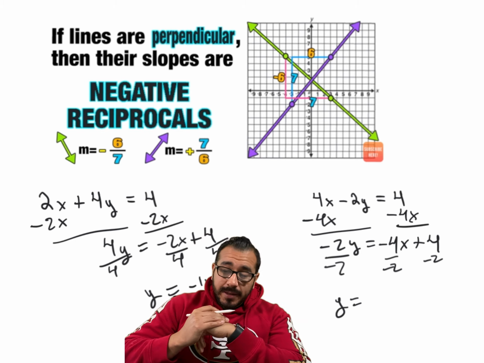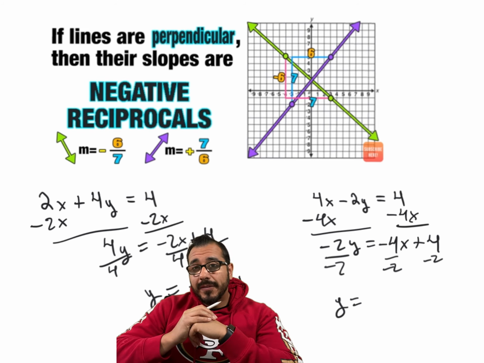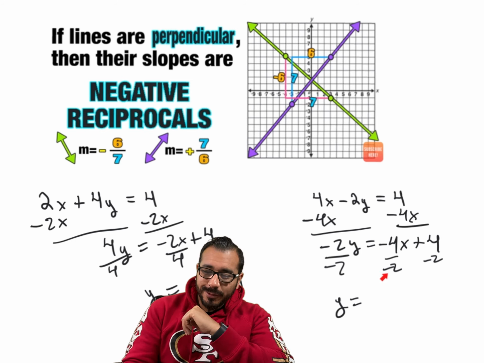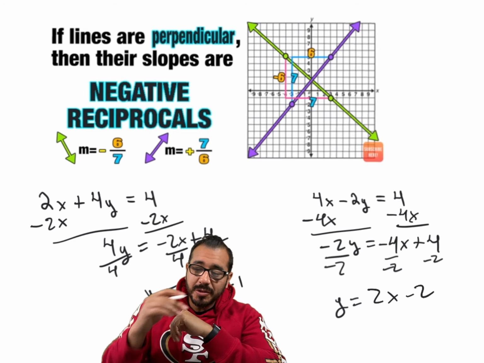Sometimes they'll lead you down the wrong path in life. So be careful, and make sure to be careful with your signs. So you're left with 2x minus 2.